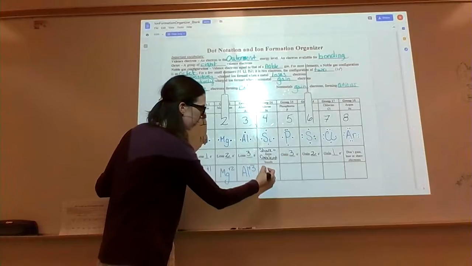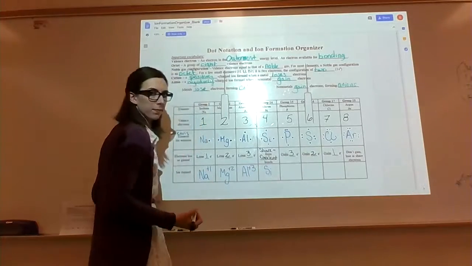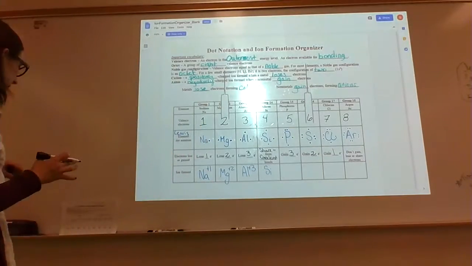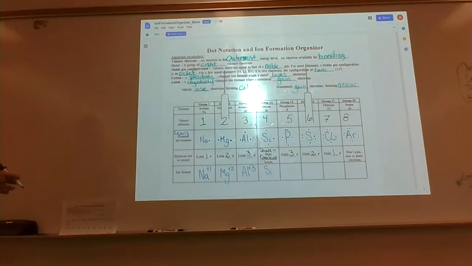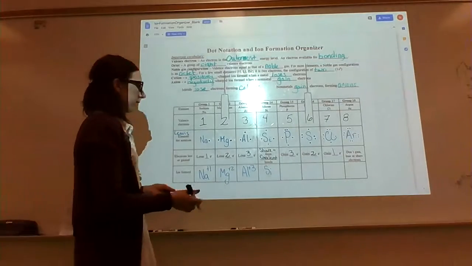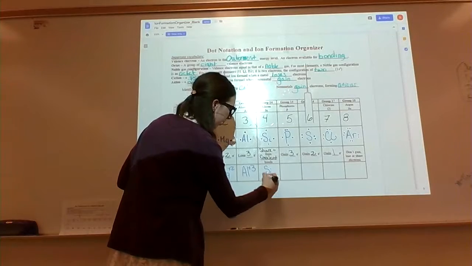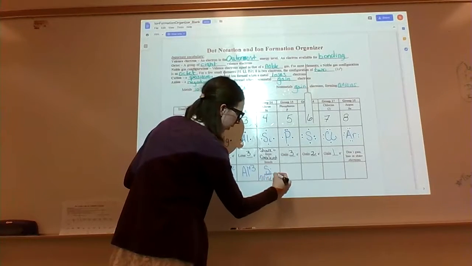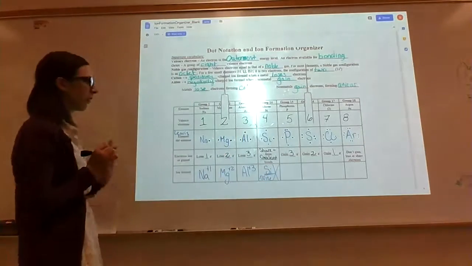For silicon, it's going to be Si for silicon. So you're starting with silicon. Think about it for a second. So for silicon, you're just not going to write anything. You can put like none, or you can put a little X in the box. We're not going to fill that one out.